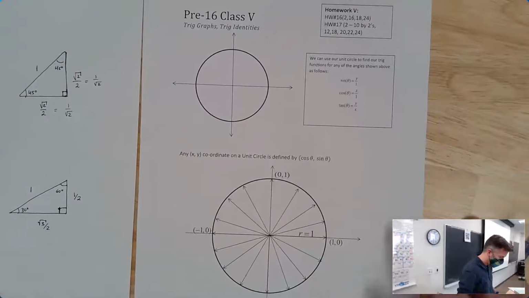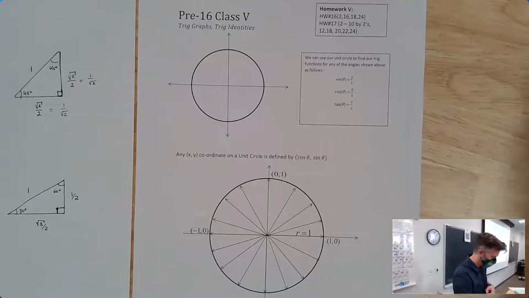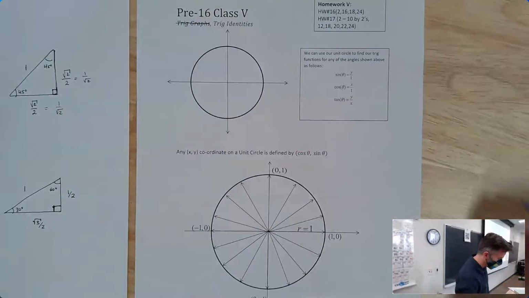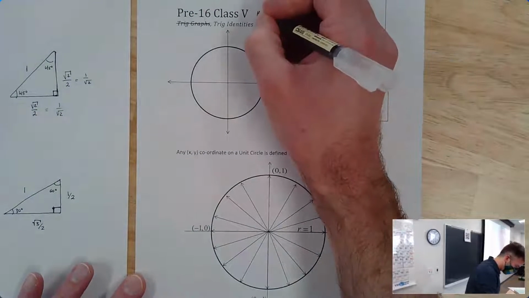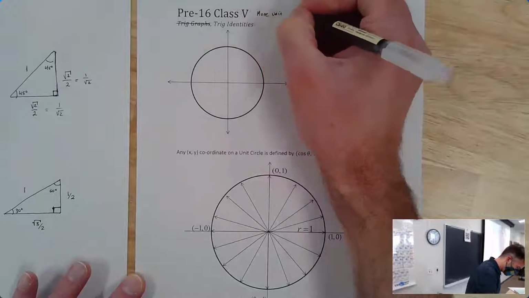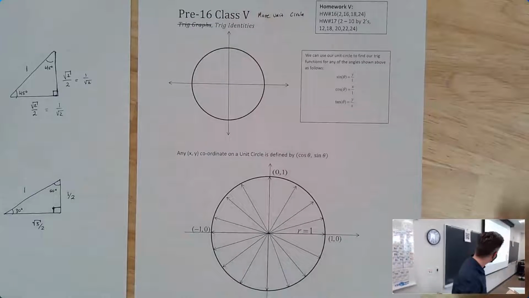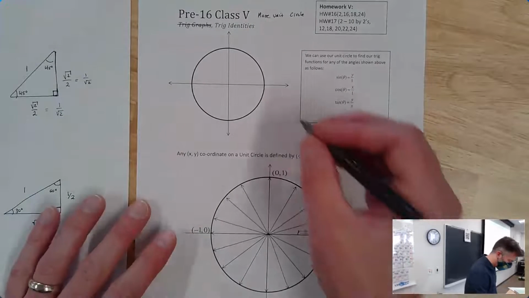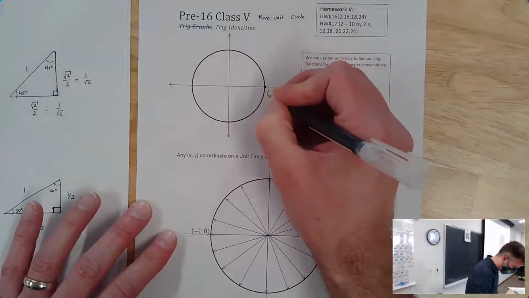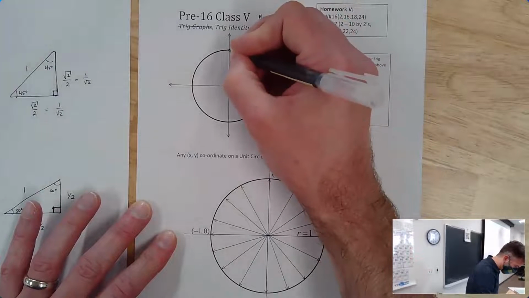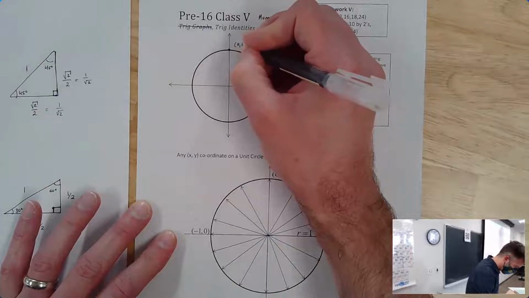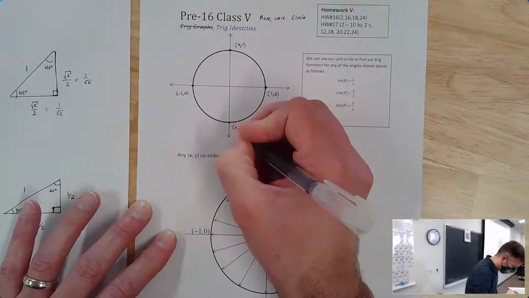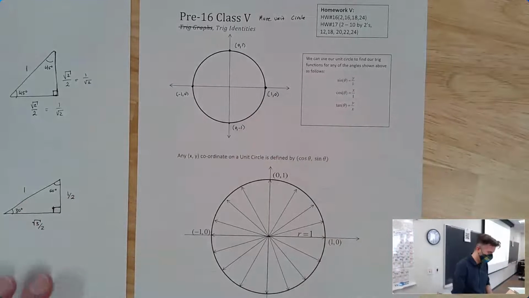So let's talk about, I don't know why this says tree graphs on it. This tree graphs is later. Apologies. But really this is more unit circle. So here is our circle with a radius of 1. It's got some important points on the axes: (1, 0), (0, 1), (-1, 0), (0, -1).